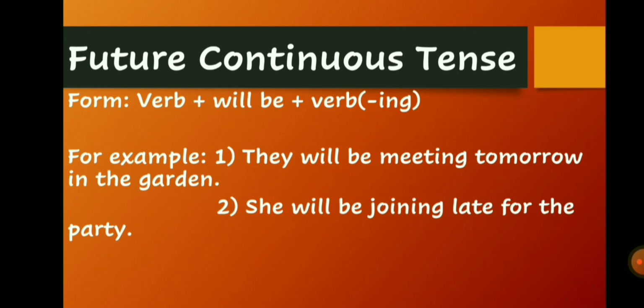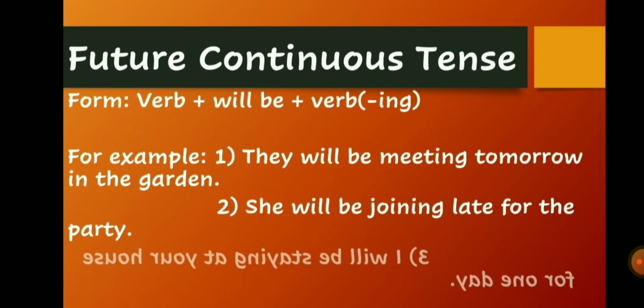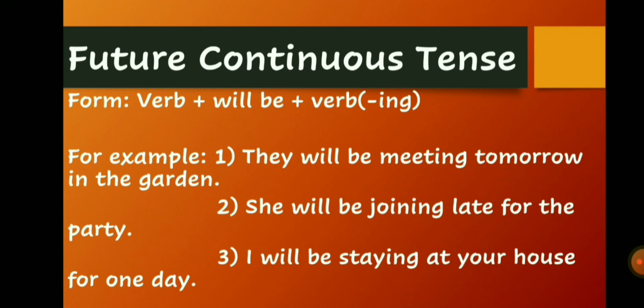Second example, she will be joining late for the party. Here, she is a subject. Will be joining is an action which is ongoing, will be happening sometime in the future, and it shows future continuous tense. And the third one is I will be staying at your house for one day.